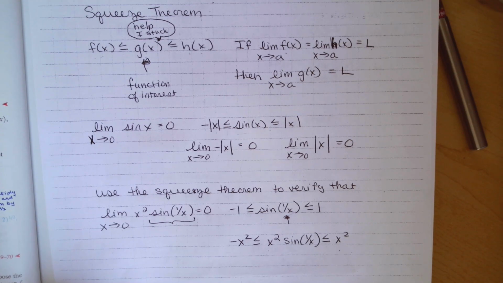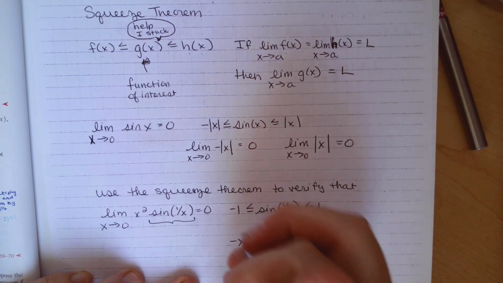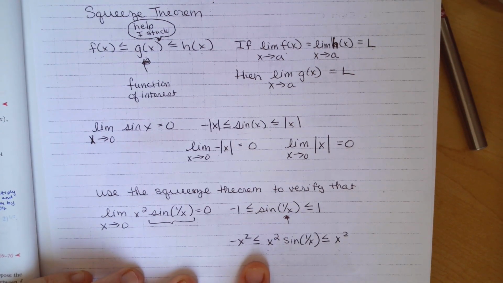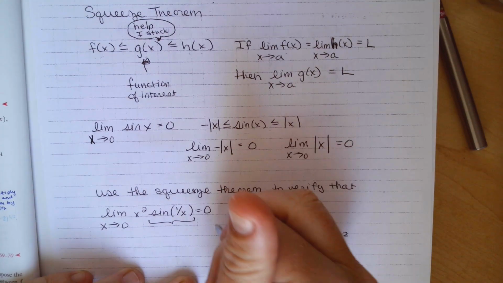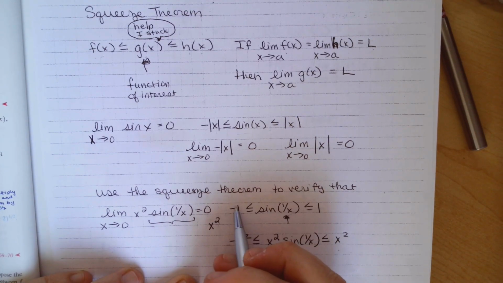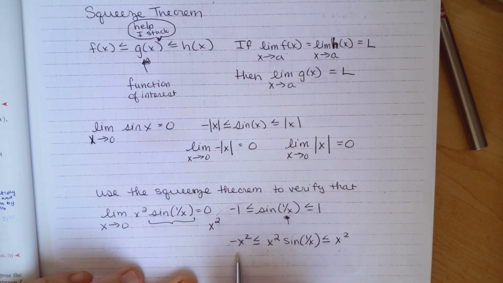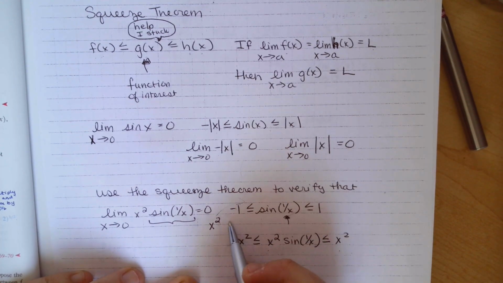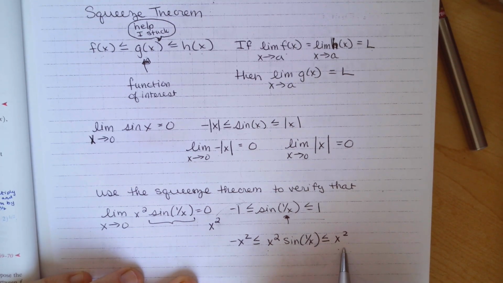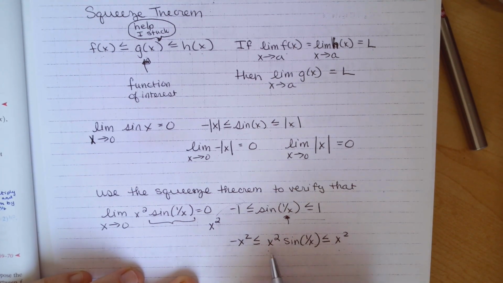Another way to look at this, which might be better for some of us, is to multiply this whole statement up here by x squared. Imagine I multiply this whole thing by x squared. Here I get -x squared, here I get x squared. If the original statement is true, then multiplying everything by the same thing, this is also true. Hopefully I've convinced you that this lives in between these two other functions.